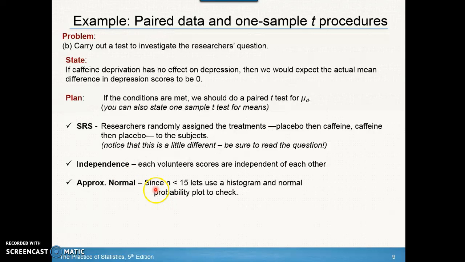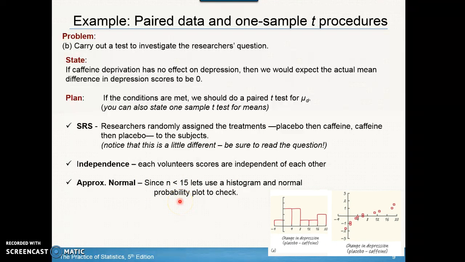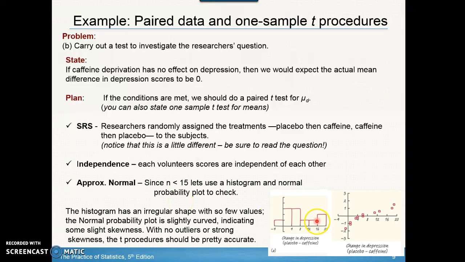Okay, to check to see if it's approximately normal, since the n is less than 15, we're going to use a histogram and normal probability plot to check. Using one of them is fine. Just make sure you state how you know it's approximately normal. The histogram has an irregular shape with a few values, and the normal probability plot is slightly curved, indicating some slight skewness, but remember that the t procedures are robust. There are no outliers or strong skewness, so the t procedures should be pretty accurate.